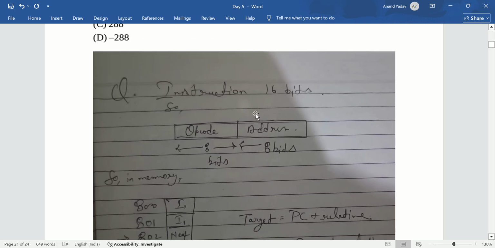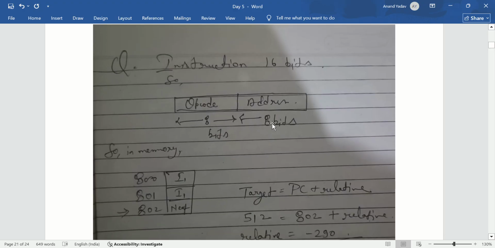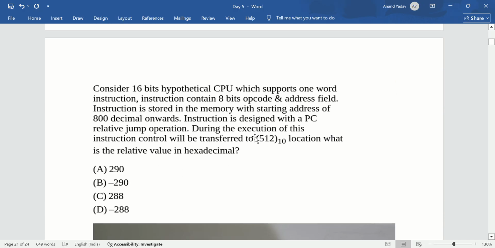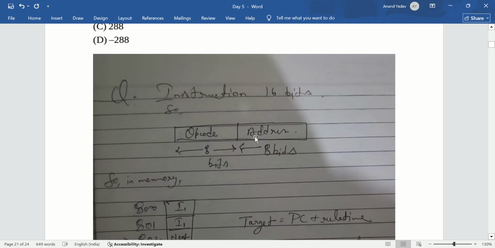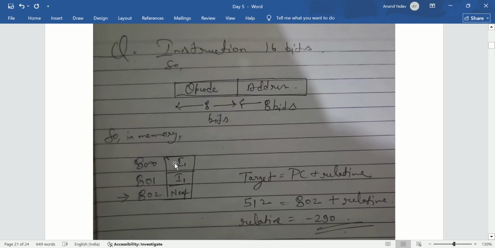First, the 16-bit instruction will be divided into 8 bits and 8 bits. So in memory at 800 is the I1 instruction, 801 is the I1 address field, and 802 is the next instruction. When the instruction is fetched, the program counter will move from here to here because it exchanges data of block size. Block size is 16 bits.